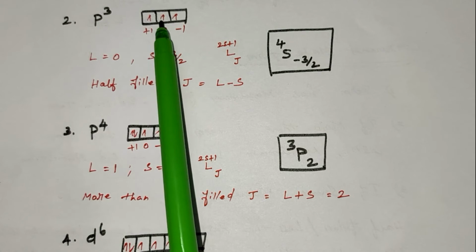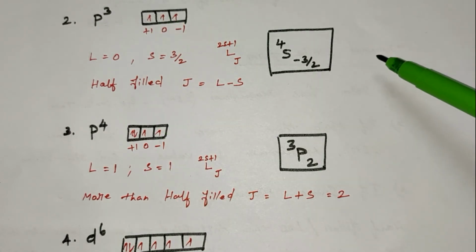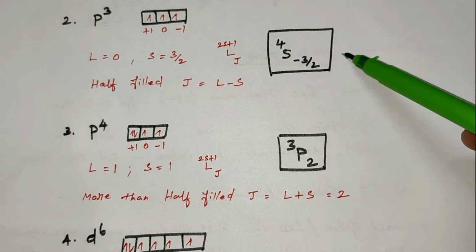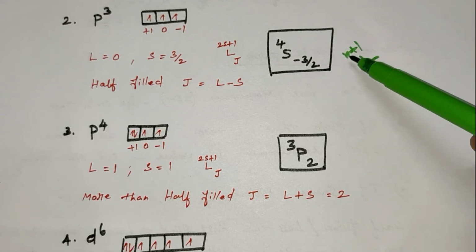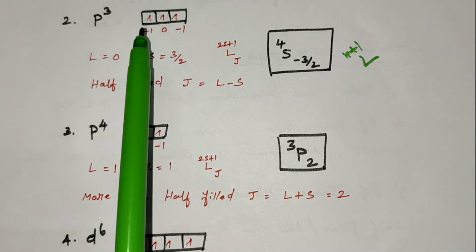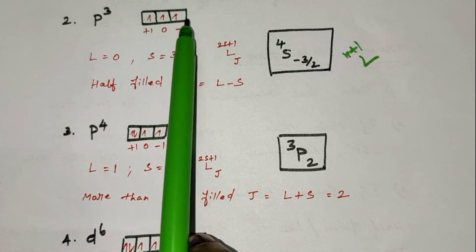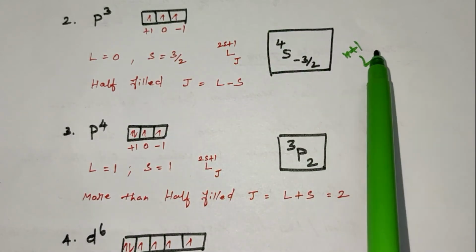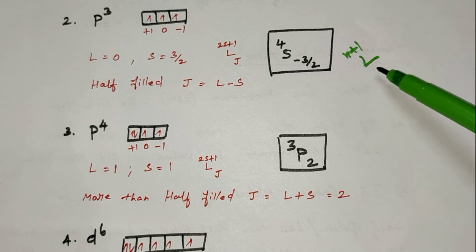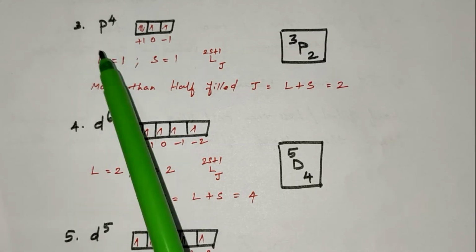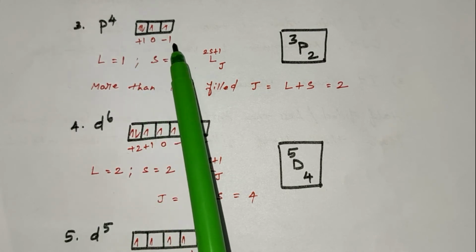Totally 3 unpaired electrons are present. So, we know the short formula 2S+1, where S is n/2 and n is the number of unpaired electrons present in the orbital. There are 3 unpaired electrons, so 3 plus 1 is equal to 4. We can also use this formula. P for electronic configuration: plus 1, 0, minus 1.